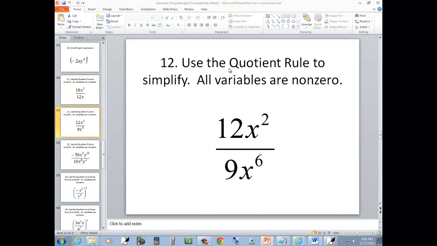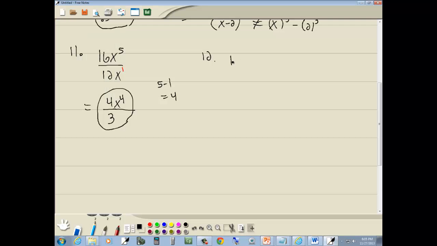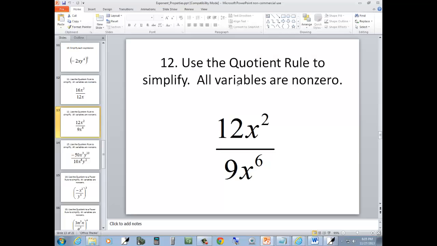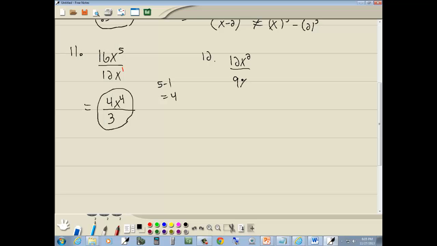Let's take a look at this one. We got 12x squared over 9x to the 6th. Okay, number-wise, 12 and 9, they're both divisible by 3. 12 divided by 3 is 4. 9 divided by 3 is 3. Now we got x to a power over x to a power. So subtract the smaller exponent from the larger one. Mostly you do this in your head. But 6 minus 2 is 4. So we're going to have x to this power where our larger exponent was. And our larger exponent was down in the denominator this time. So we're going to have x to the 4th down here. And that's our answer.